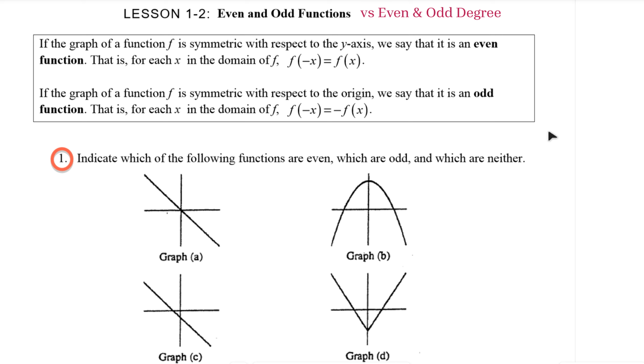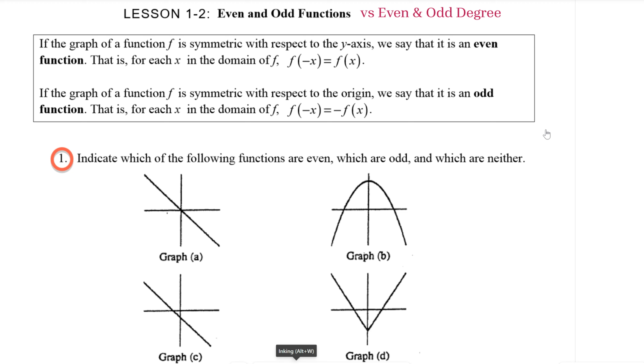We are given the definition with respect to the graphical approach, and then we're given one with respect to the algebraic approach. Let's read. If the graph of a function f is symmetric with respect to the y-axis, we say that it is an even function. On the other hand, if the graph of a function is symmetric with respect to the origin, we say that it is an odd function.